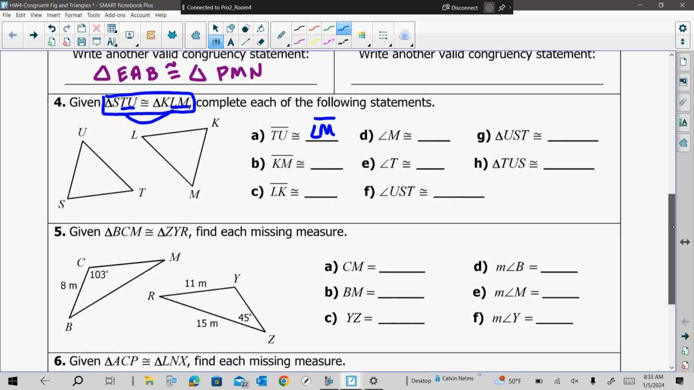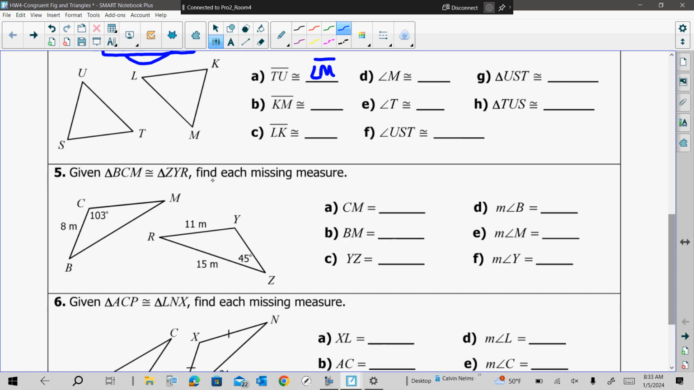I want to talk about number 5, because now it says find each missing measure. So there's measures on the triangle. They're giving us side measures and angle measures. You still use the congruency statement to find the corresponding parts. So if I'm starting with CM, CM corresponds with YR. If I look right here, I have the value of YR. It's 11. So that means CM is also 11.